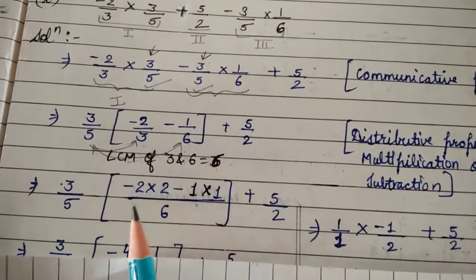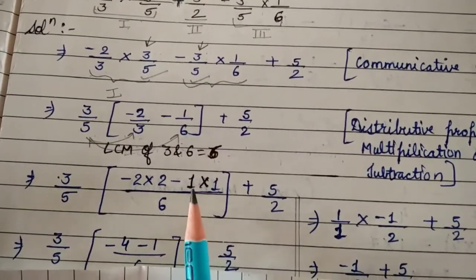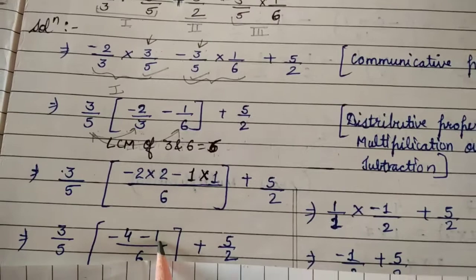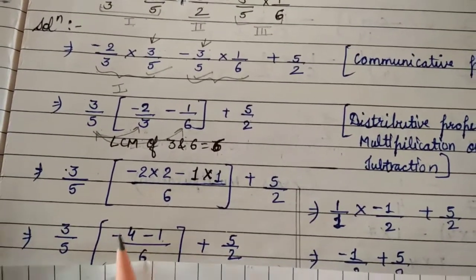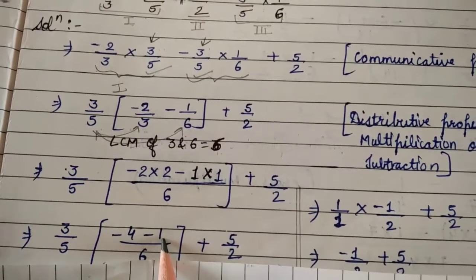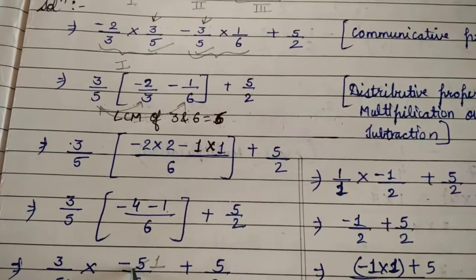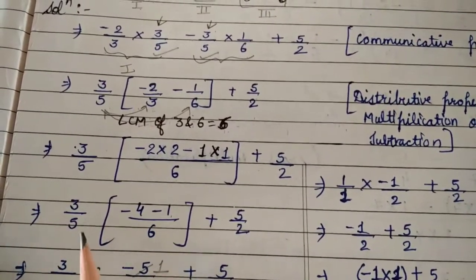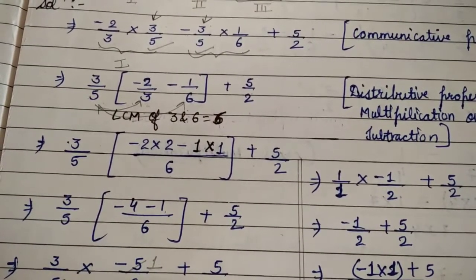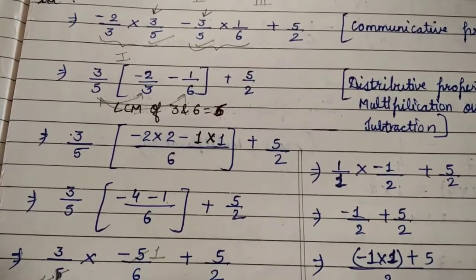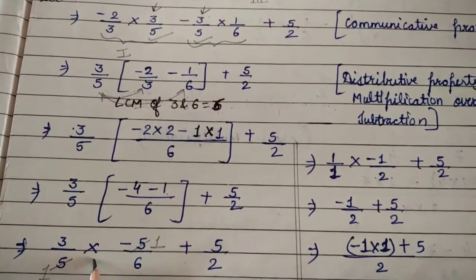Now simply we will multiply: 2 twos are minus 4. This minus will remain the same. 1 multiplied by 1 is 1. Minus minus plus. Okay. So minus 4 minus 1 will give us minus 5. Okay. Here we have minus 5 upon 6. 3 upon 5 is in multiplication, plus 5 upon 2 will remain the same. Here we have 3 upon 5 and minus 5 upon 6 in multiplication.